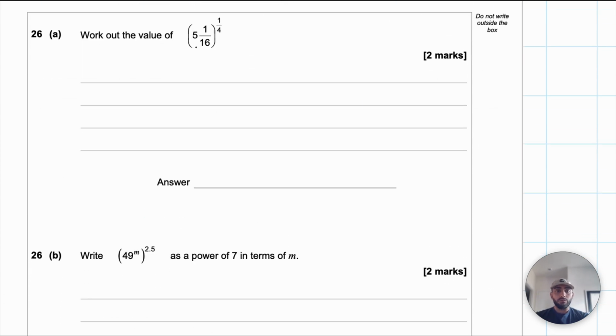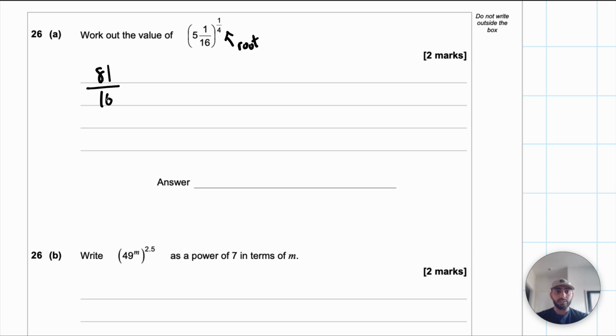Question 26. Work out the value of 5 and 1/16 to the power of 1/4. What does this power of 1/4 mean? It means I need to find the fourth root and raise it to the power of 1. But when I raise anything to the power of 1, it doesn't change it. So I just need to find the fourth root here. It's a little bit tricky to do it with a mixed number, so I'm going to change it to an improper fraction. I know 5 times 16 is 80. 80 and 1 is 81.